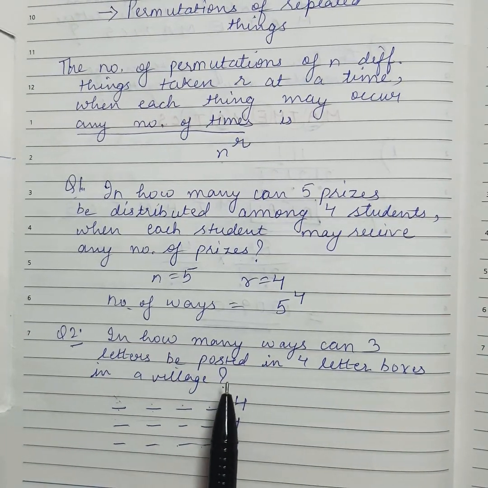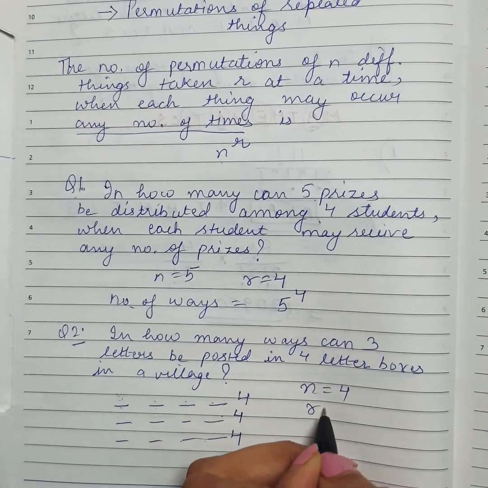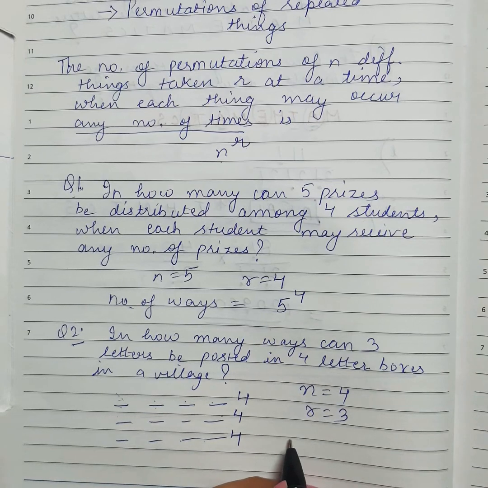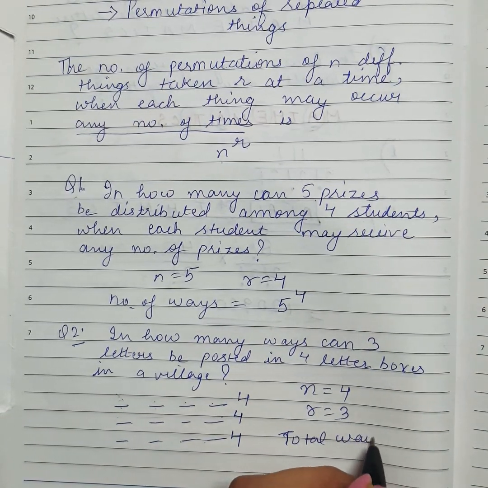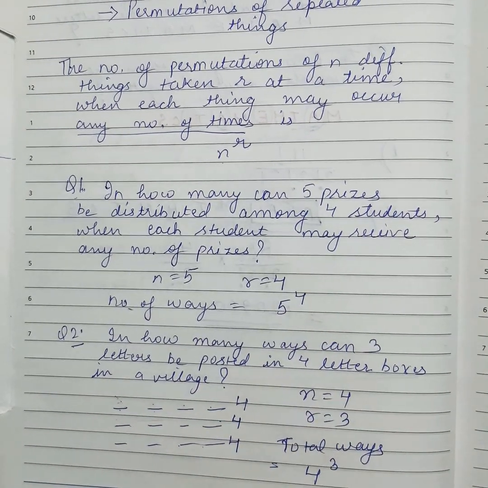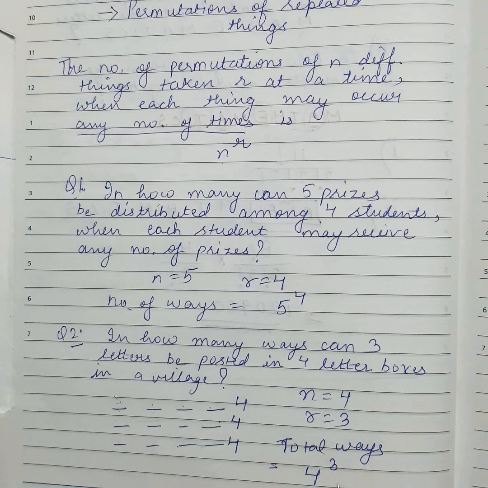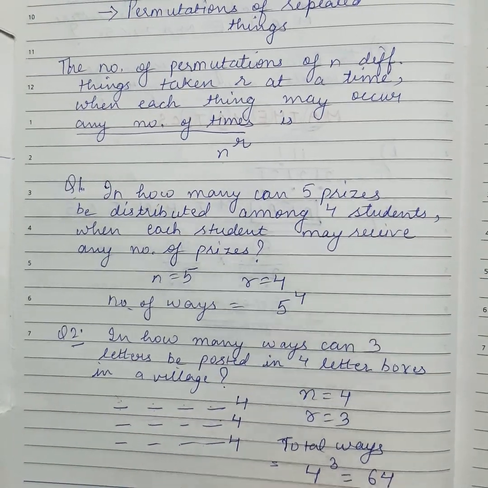So this is also permutation of repeated things, where n is 4 and r is 3. So the total ways in which the letters can be posted in any of them is 4 cubed, 4 into 4 into 4, because all the 3 letters are supposed to be posted, which is 64.